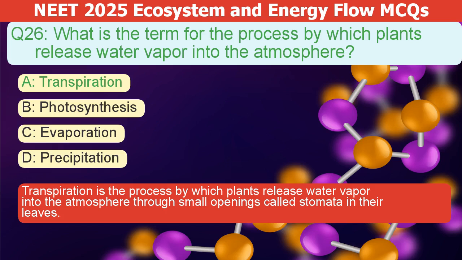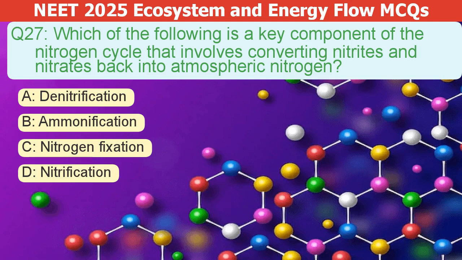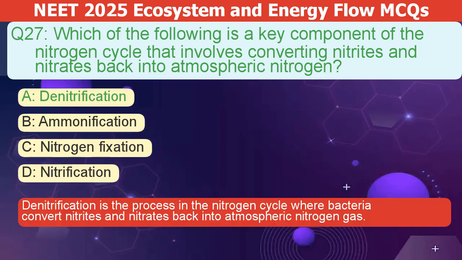leaves. Which of the following is a key component of the nitrogen cycle that converts nitrites and nitrates back into atmospheric nitrogen? A. Denitrification. B. Ammonification. C. Nitrogen fixation. D. Nitrification. The correct answer is A. Denitrification is the process in the nitrogen cycle where bacteria convert nitrites and nitrates back into atmospheric nitrogen gas.